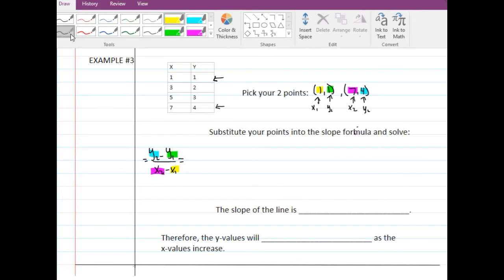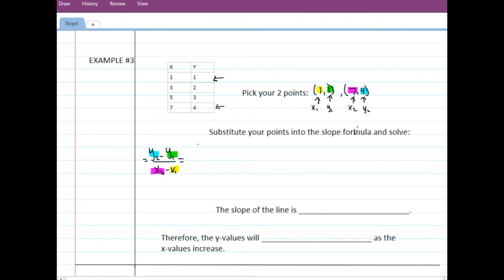Okay, so now that we have everything highlighted, let's substitute our numbers in. So we have y2, which is 4, minus y1, which is 1, over x2, which is 7, minus x1, which is 1, and we're going to solve this quotient. So we have 4 minus 1, that is 3, over 7 minus 1, which is 6. And this reduces down to 1/2. Okay? And so it's okay that it's a fraction, because that's what slope is.